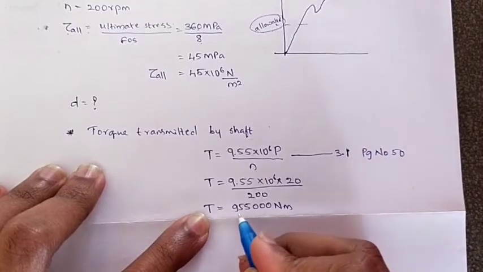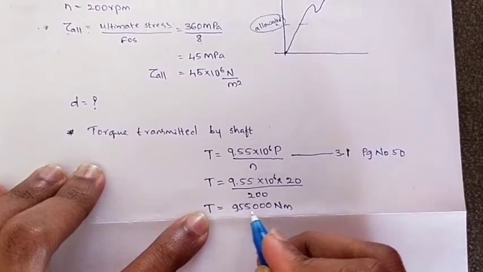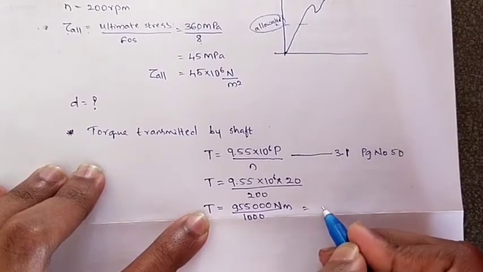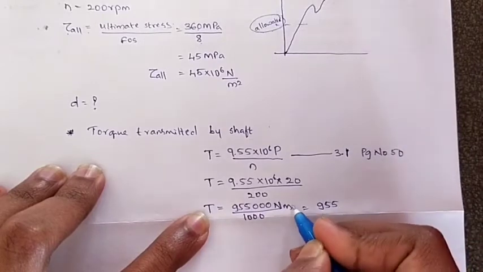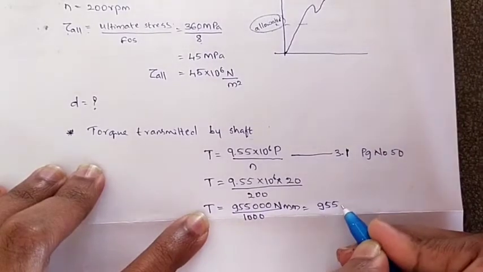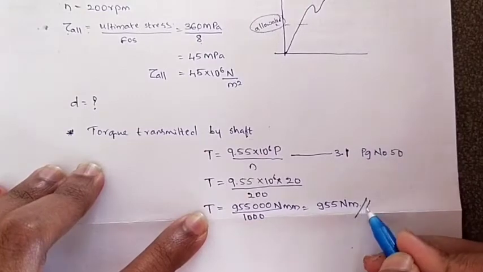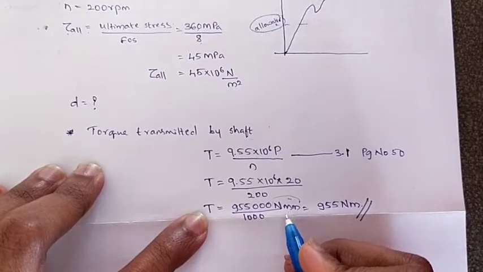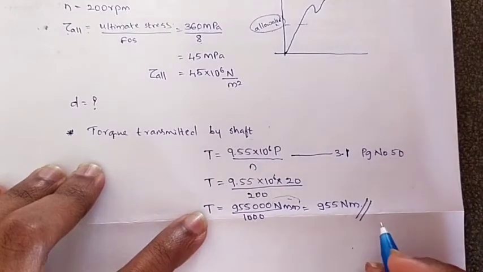Now what is the next step? Whatever value you are getting is in Newton meter, so you need to convert this into Newton millimeter. For that you need to divide by 1000. Always convert between millimeter and meter, and for all the problems, the same procedure you have to follow.